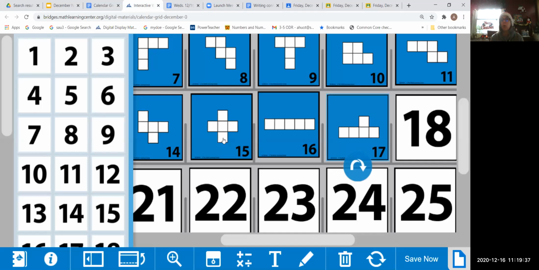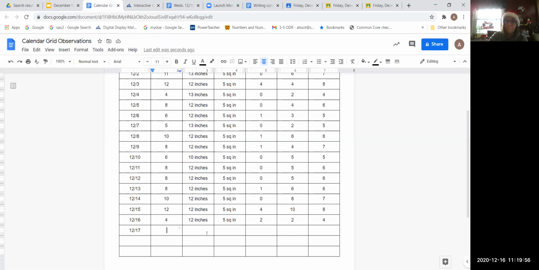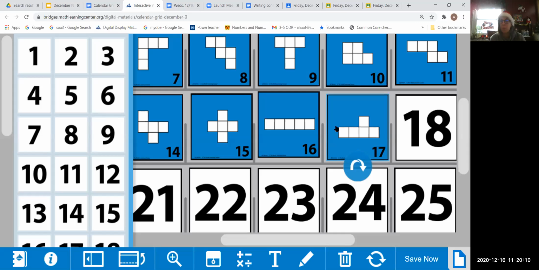So let's count the total number of sides. Let's start with 1. We have 2, 3, 4, 5, 6, 7, 8. It is an 8-sided shape. My computer's a little bit laggy today. I did hit 8, but it didn't come in. There it is.